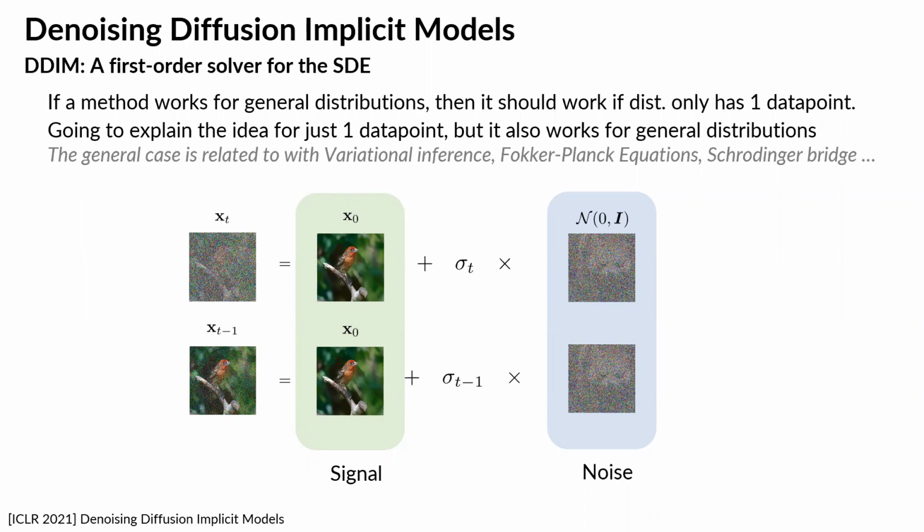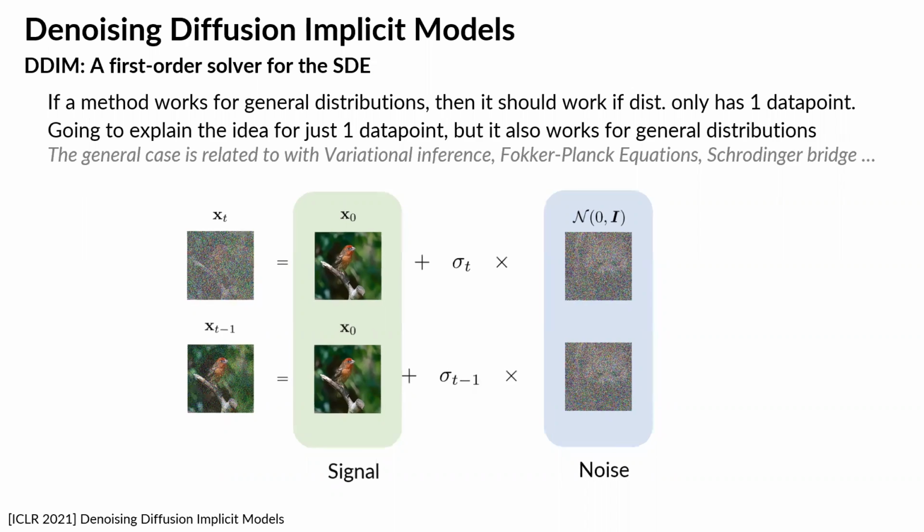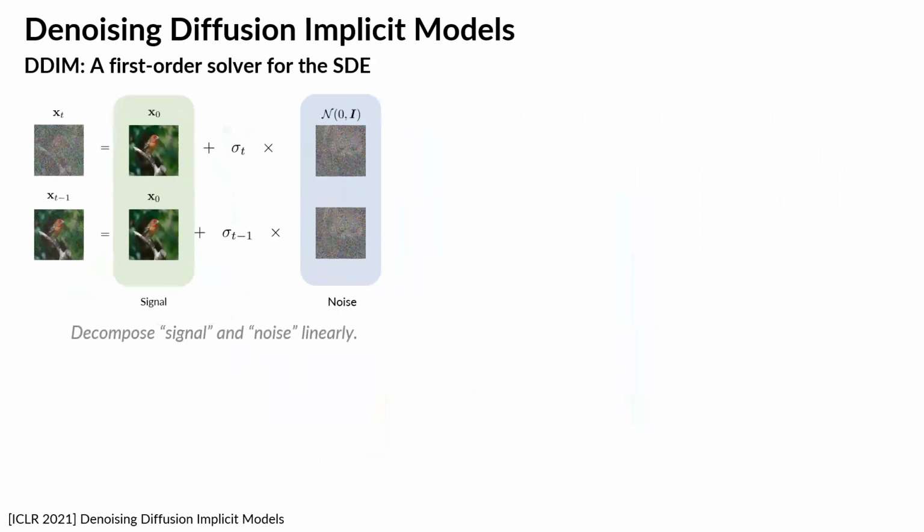Then we are trying to do an update which goes to x_{t-1}, which is the signal x_0 plus sigma_{t-1} times the noise. So we always assume that sigma_t is bigger than sigma_{t-1}. So that becomes a denoising process. In this first case, we are basically trying to argue that in the one data point scenario, you can decompose the signal and the noise in a linear fashion.